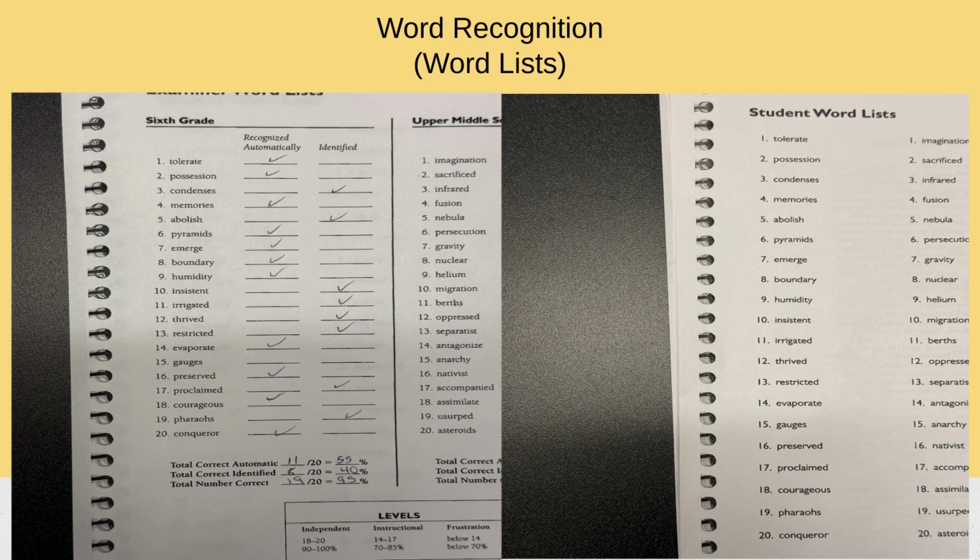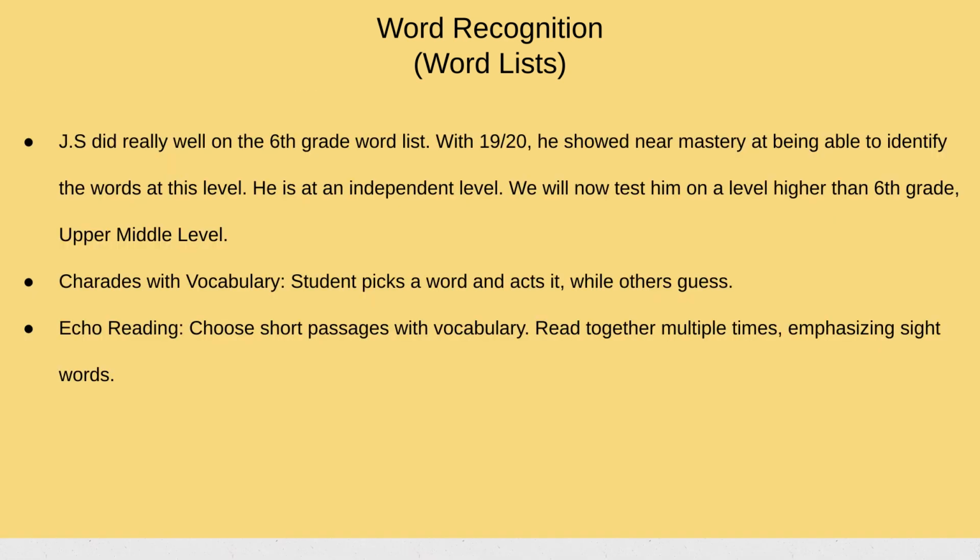Before we start the real assessments, we do a word recognition list. In our word recognition list, the students are provided with a list of words, as you can see here, and then they are judged based on whether they recognize the word immediately or whether they needed to take some time to identify the word, if they can identify it at all.